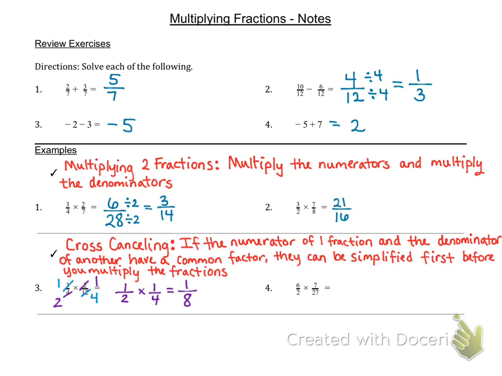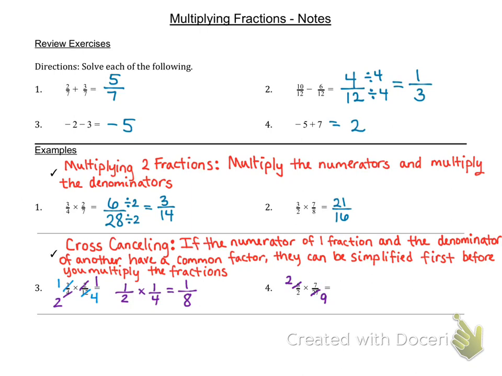Number 4, we have 6/2 times 7/27. So I'm going to look at the numerator of the first fraction and the denominator of the second fraction. What can I divide both 6 and 27 by? Well, I can divide both of them by 3. So 6 divided by 3 is 2, and 27 divided by 3 is 9. If I look at the numerator and denominator going the other way, 2 and 7, I can't simplify that at all, so I'm just going to leave it like that.